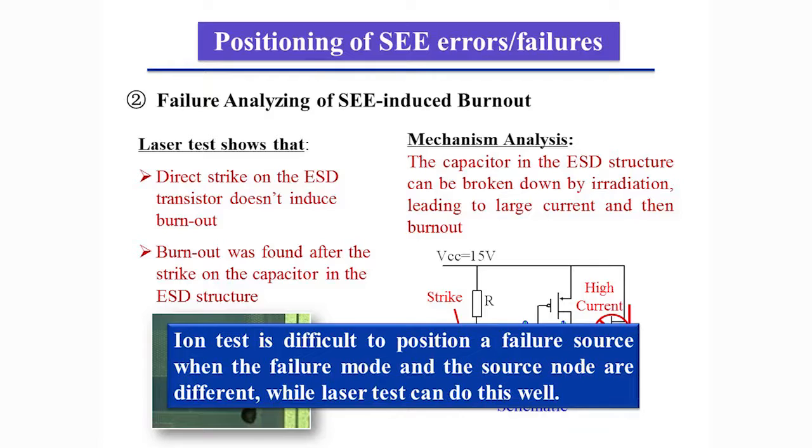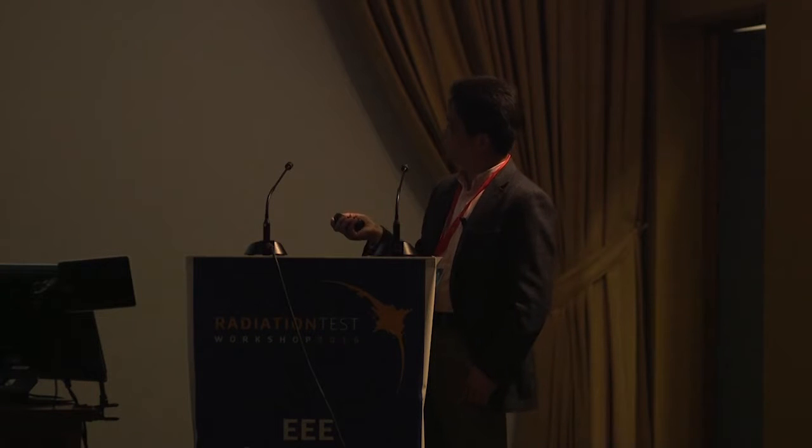So it is impossible for heavy ions to do this. So the ion test is difficult for positioning a failure source when the failure model and the source are different. When we use the laser test, it can be done quite well.